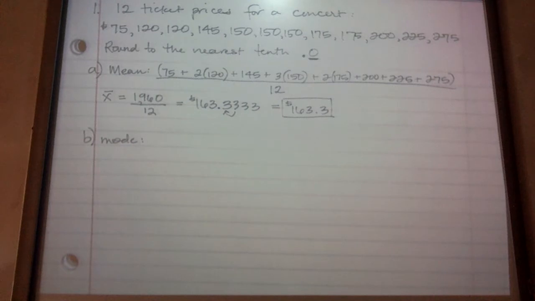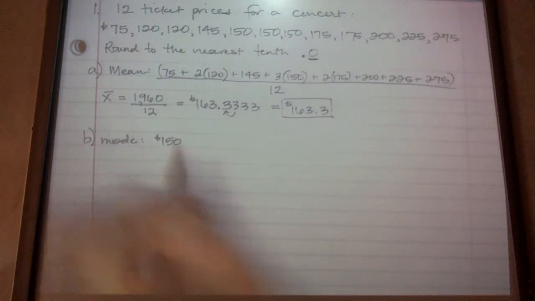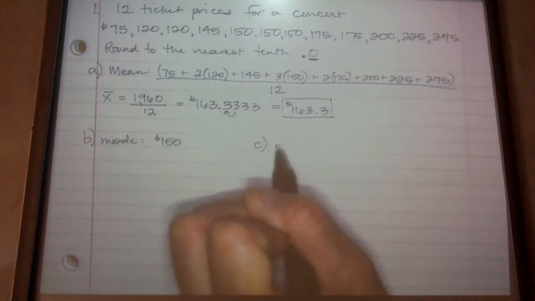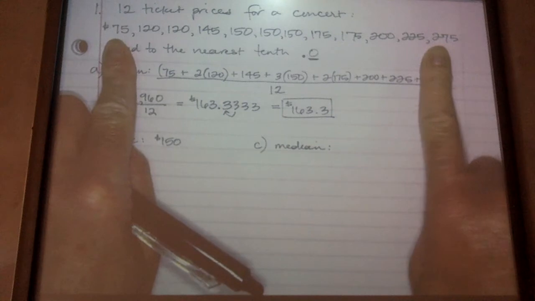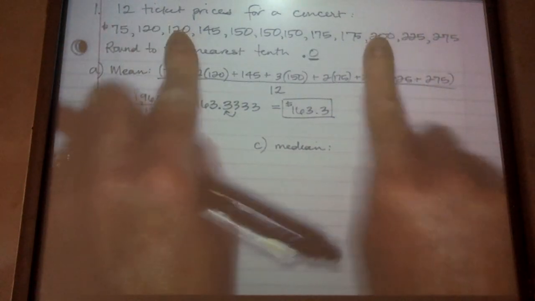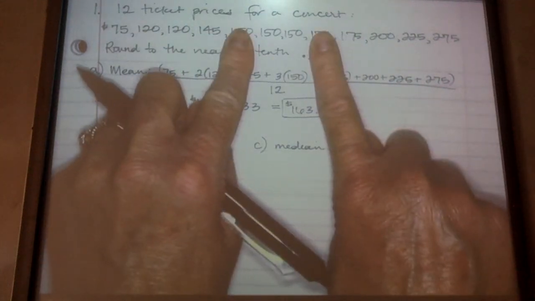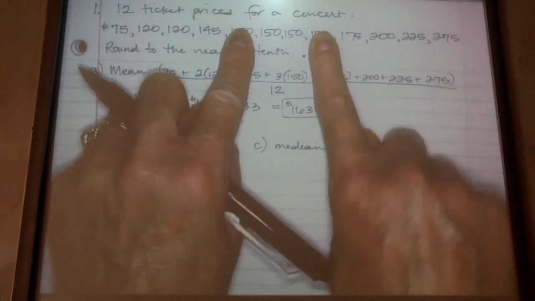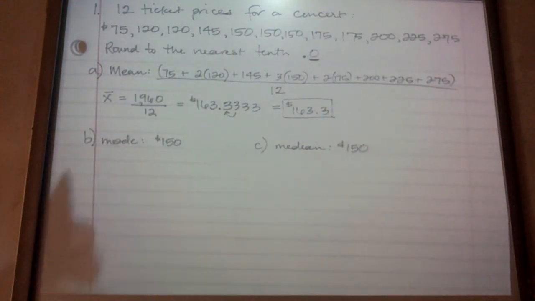All right, let's go over mode. The number that appears most often in this data is $150. Let's go ahead and cover median. They already listed this in order, so remember, start with your fingers on the outside and work your way in. Notice I have two 150s in the middle, so even if I was to add those up and divide by 2, my median is still 150.